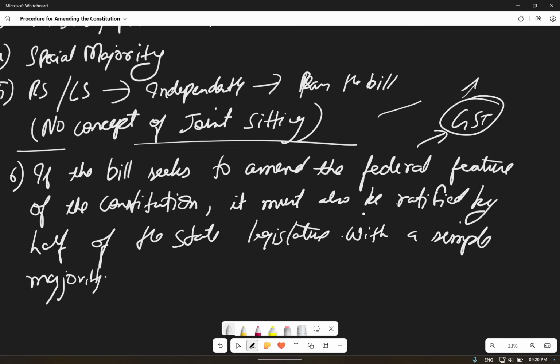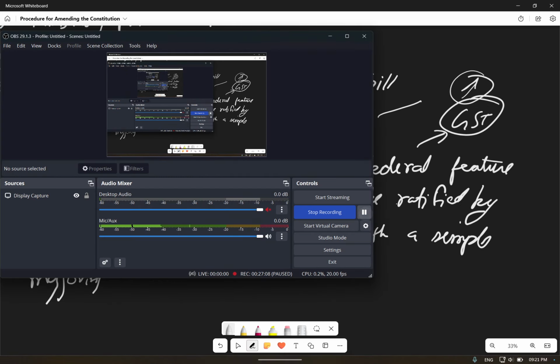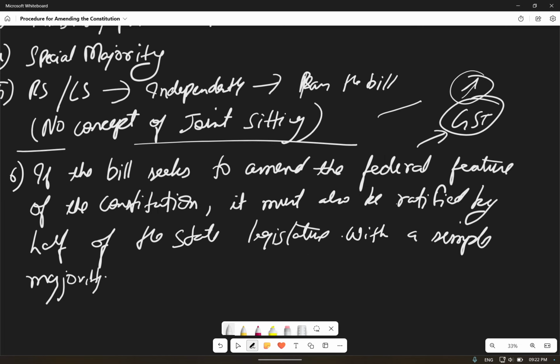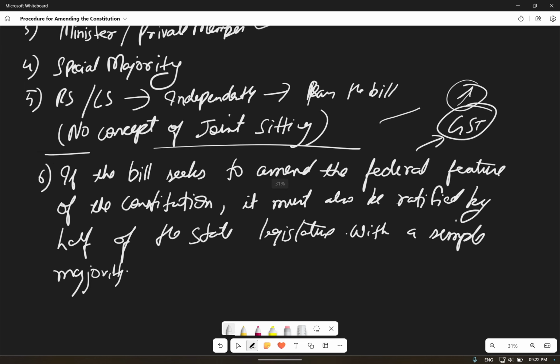So in that case, with the GST bill's introduction and passing in the constitution, the amendment affected the federal character of the constitution and of the nation. State and center both were going to be affected. So in that case, the 50% ratification of the states was required. So if the bill seeks to amend the federal feature of the constitution, it must be ratified by half of the state legislatures with a simple majority.